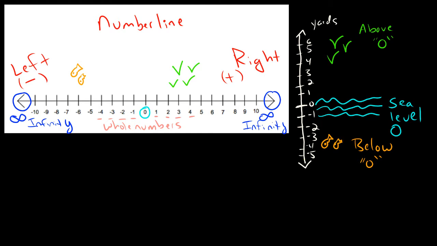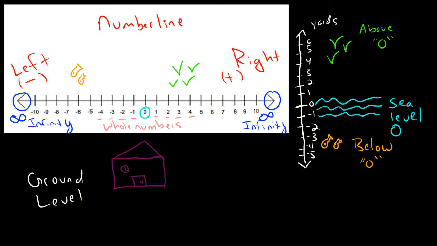Another context that is commonly used here is ground level. So ground level is another common context. And usually if you see a math problem that's dealing with ground level and above and below, you're going to see something like maybe a house. So maybe there's a house, and the bottom floor might be our 0 point. So this floor is going to equal our 0.